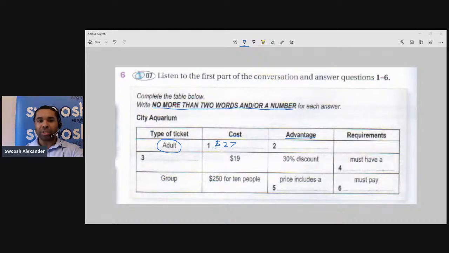We'll just go back for this first one, just to practice, just to listen again, just in case you missed it the first time.